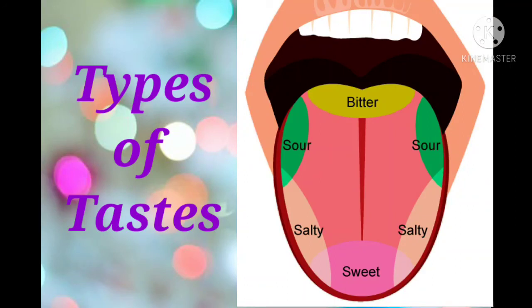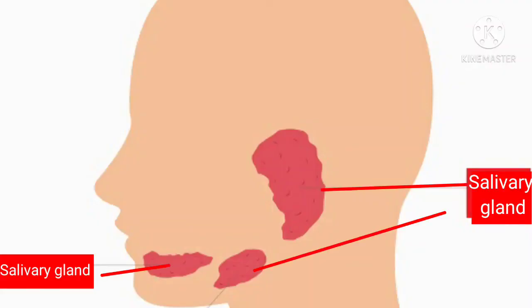Along with teeth and tongue, there are 3 pairs of salivary glands in our mouth. The main function of salivary glands is to secrete saliva, and this saliva helps to make the food soft.